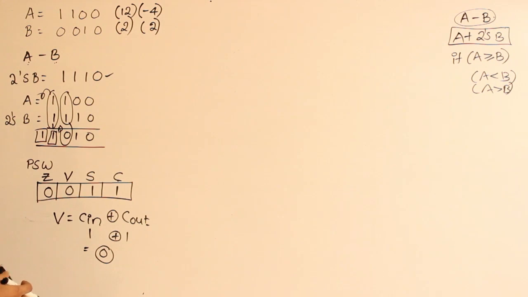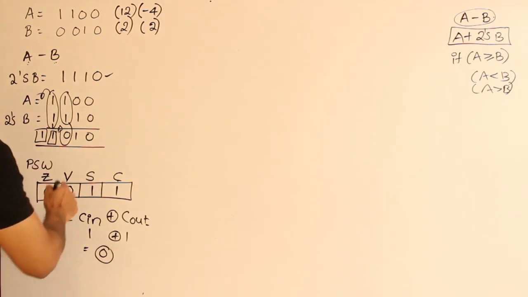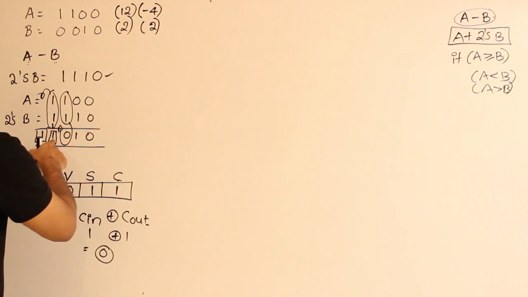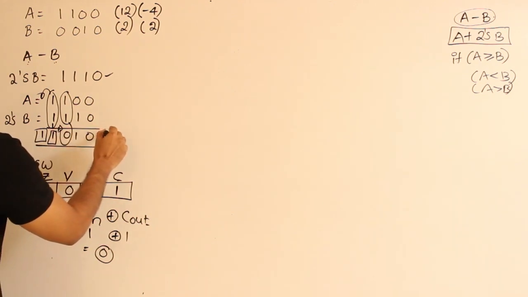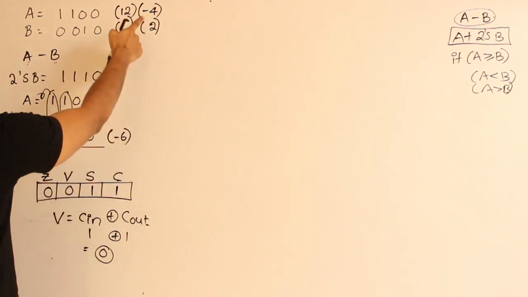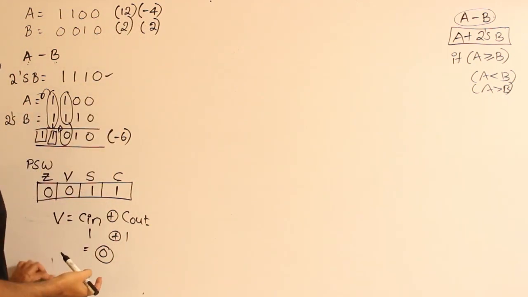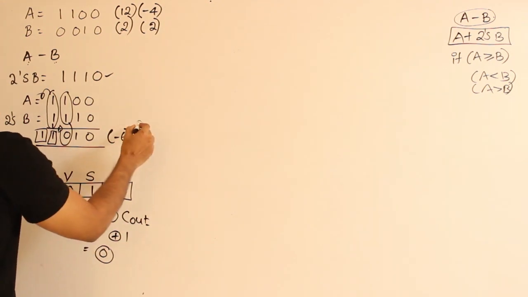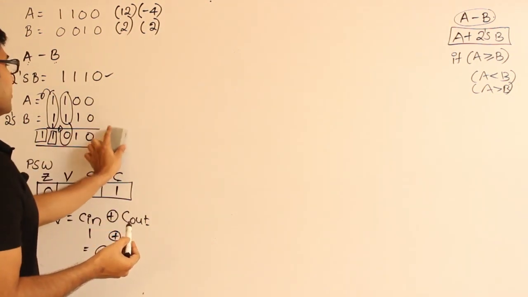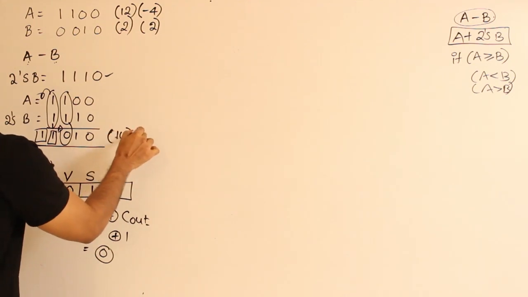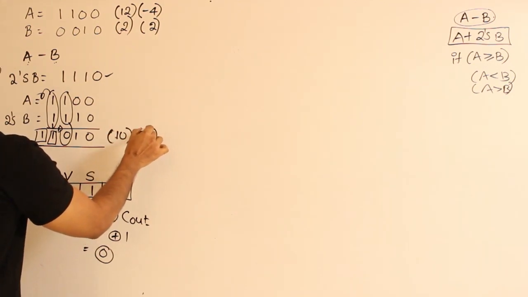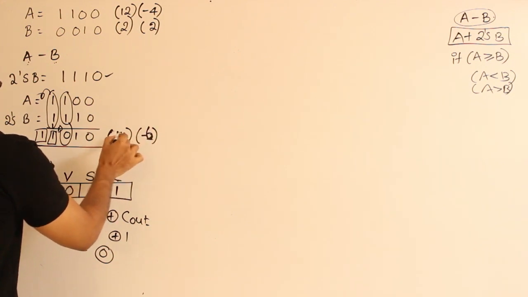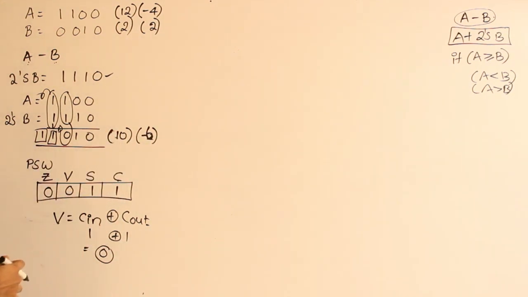In case you consider this one as a signed number, 1010 is nothing but minus 6, which is true. Minus 4 minus 2 is minus 6. And if you take it as an unsigned number, 1010 is 10, right? So in case of unsigned number, the result is 10, and in case of signed number, the result is minus 6. But anyway, we are not interested in the exact result. What we need is, by looking at these flags, we should derive that these conditions are true.